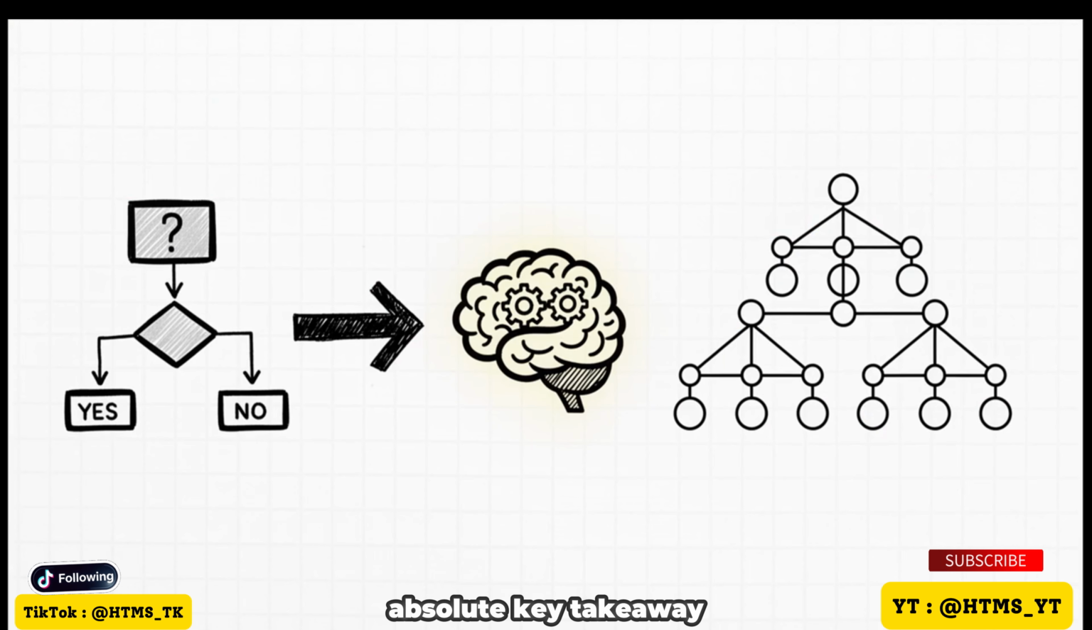And that is the absolute key takeaway. A decision tree is just a machine learning model that takes that exact process we just went through and automates it. It learns these rules from data by asking a sequence of questions, all to make one final prediction.